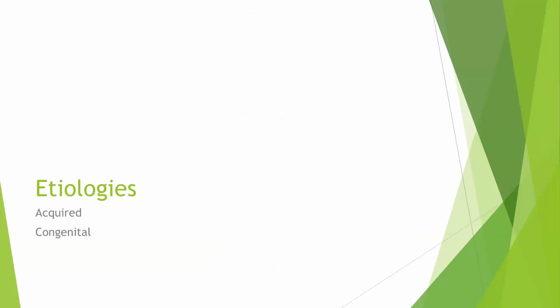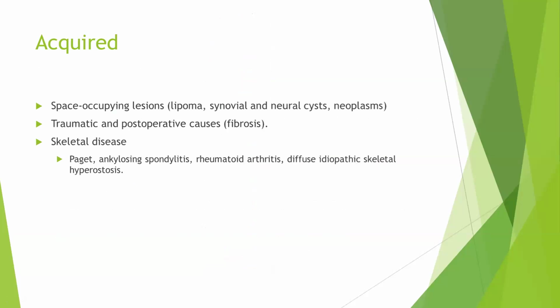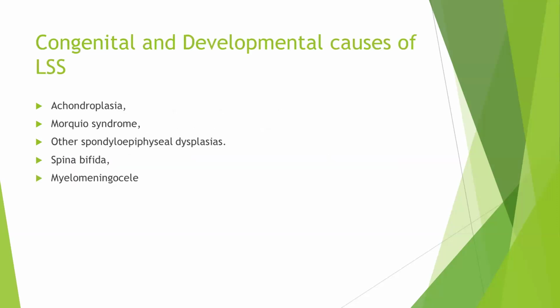Amongst etiologies, theoretically speaking, acquired causes we have already spoken about. It is degenerative arthritis or spondylolisthesis. Both of them can cause stenosis, and it is more common in the elderly age group. Other acquired causes can be lipoma, synovial cysts, neural cysts, neoplasms. Post-operatively, it could be fibrosis, scar tissue, and other skeletal diseases. So anything which can impinge upon the neural canal, either centrally or laterally, will cause stenosis. Now, for completion's sake, congenital causes are rare, but this is the list which can cause stenosis in the canal.